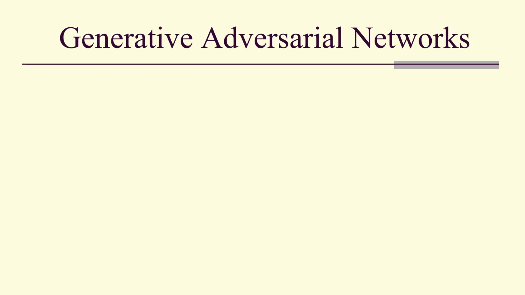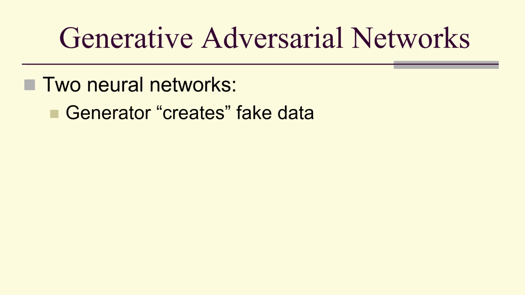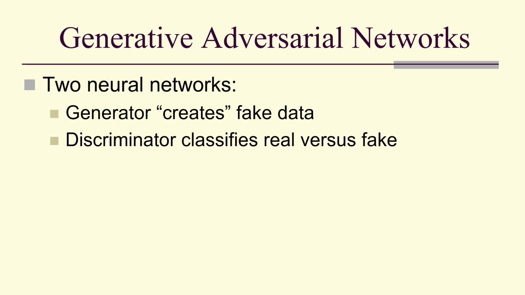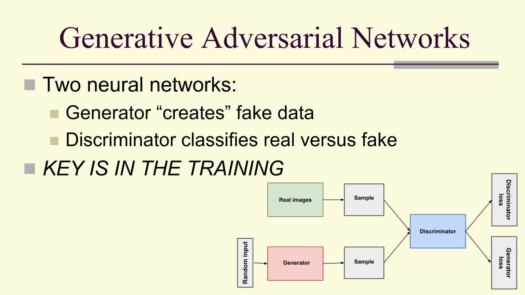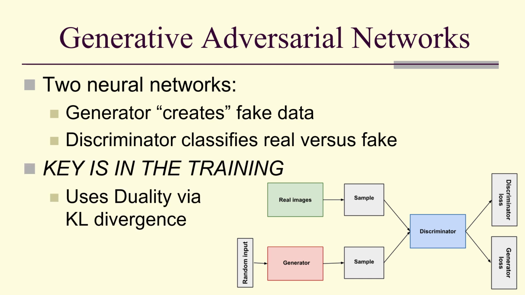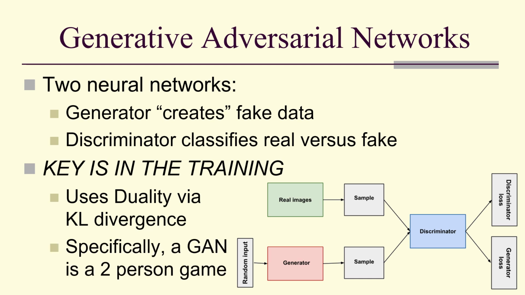Generative adversarial networks. This is where you have two neural networks. A generator creates fake data, and a discriminator classifies real versus fake. So they're competing with each other. And the key is in the training. It uses duality via KL divergence. And specifically, it's a two-person game. The discriminator and the generator are trying to outdo each other.